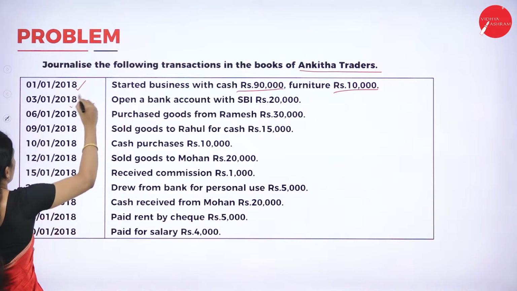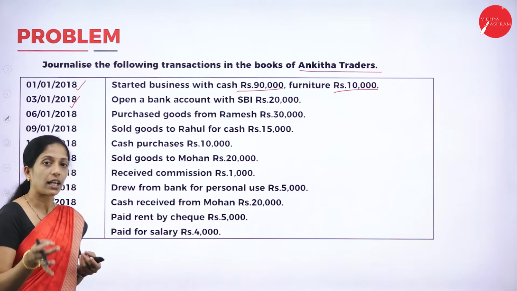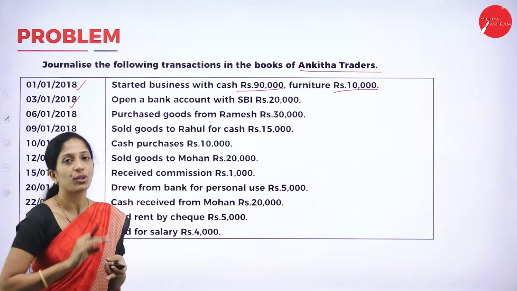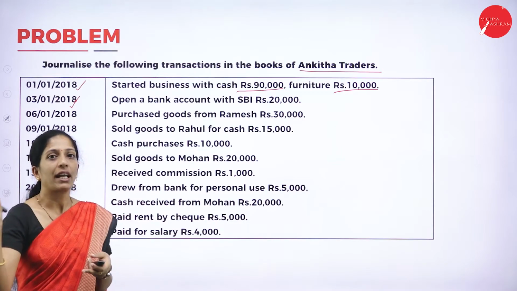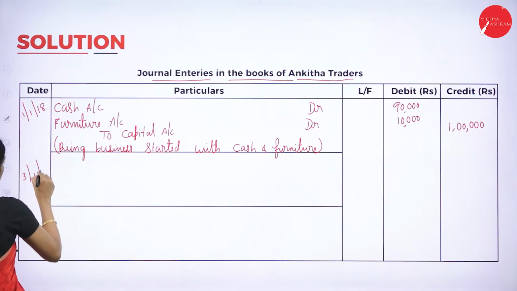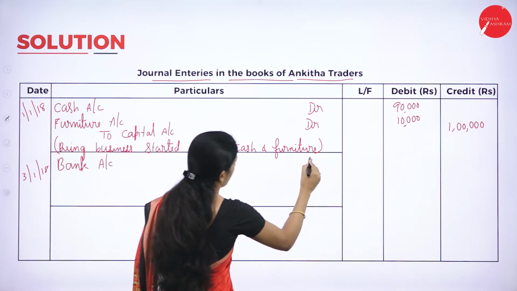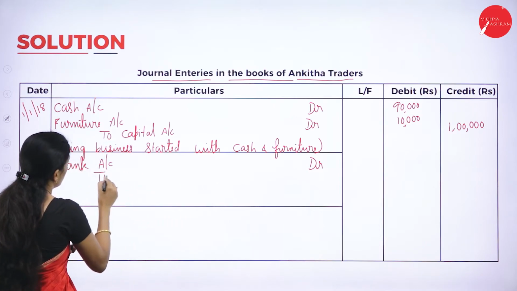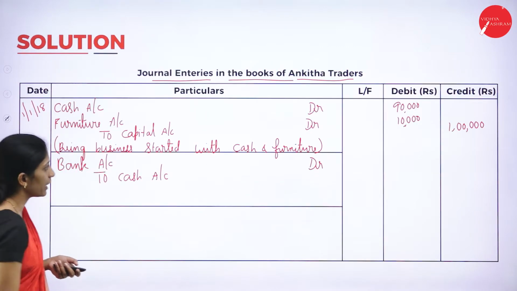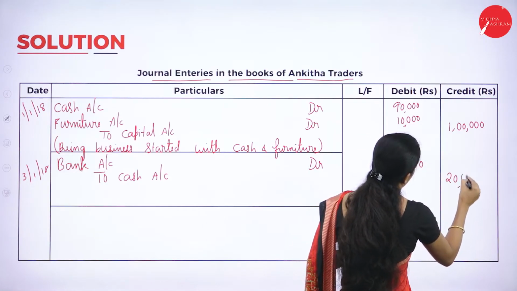Now, come to the second one, 3/1/2018, opened a bank account with SBI. So, you are going to open a bank account in SBI. Who is going to receive that amount? Bank. What goes from you? Cash. So your entry will be bank account debit to cash account, that is 20,000. So debit side 20,000 and credit side 20,000.